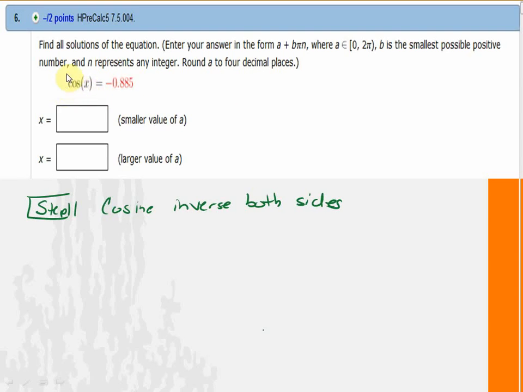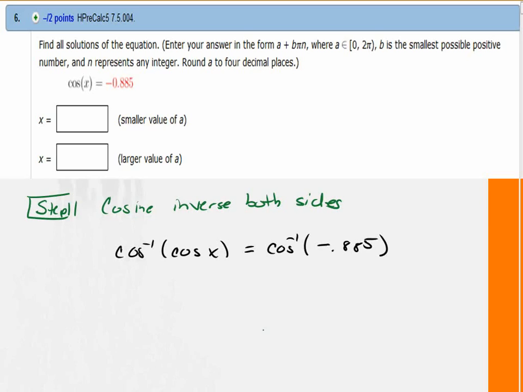So I will need to undo this cosine. I have no unit circle to work with anymore, but I'm going to cosine inverse both sides so I can undo this cosine and get at that x, because the x is what I want. So I'm going to hit both sides with a cosine inverse. That's the shift blue thing that's on your calculator.